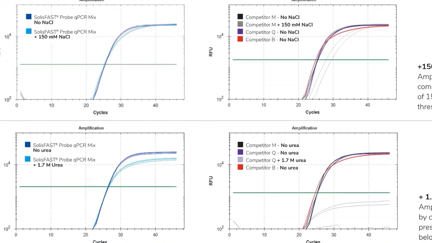And why these inhibitors? So sodium chloride is a substance that is present in many different sample preparation materials. For example, buffers like Tris or PBS that are also often used in lysis buffers have a high concentration of sodium chloride. Urea is the most prominent PCR inhibitor in urine samples.